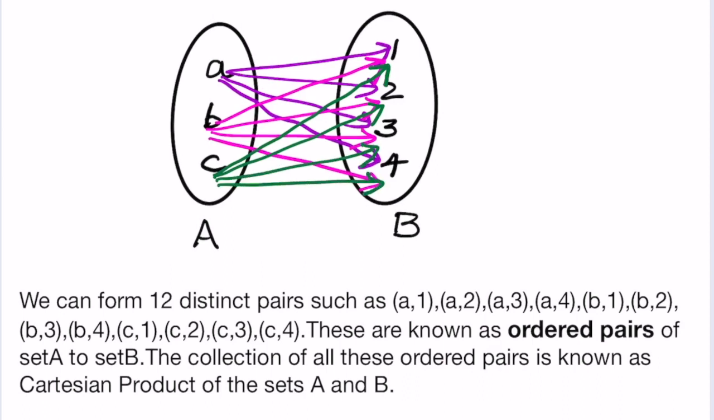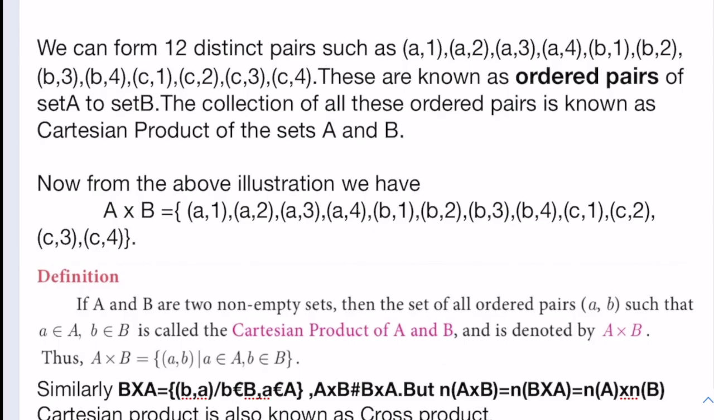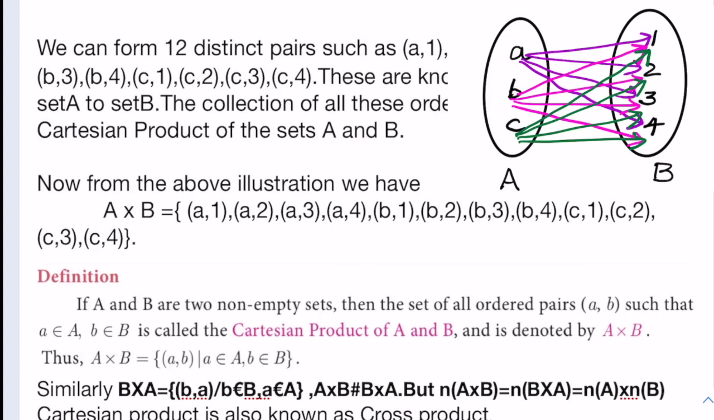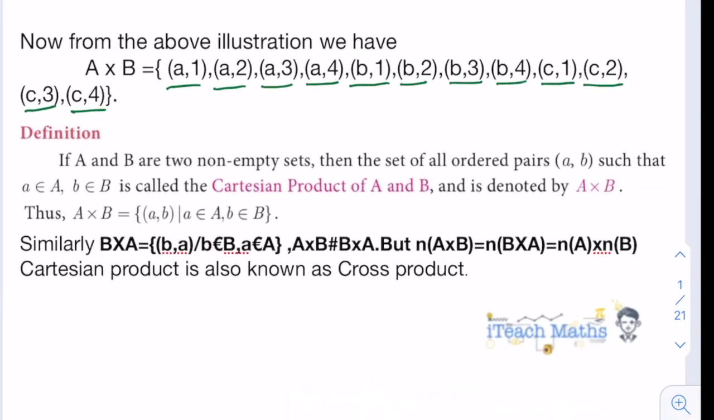These are known as ordered pairs of the set A to set B. The collection of all these ordered pairs is known as the Cartesian product of the sets A and B. Now, from the above illustration, we have A cross B is the set of all ordered pairs (a,1), (a,2), (a,3), (a,4), (b,1), (b,2), (b,3), (b,4), (c,1), (c,2), (c,3) and (c,4).